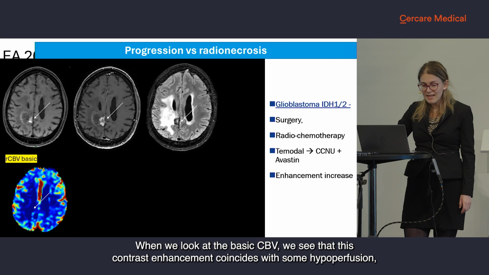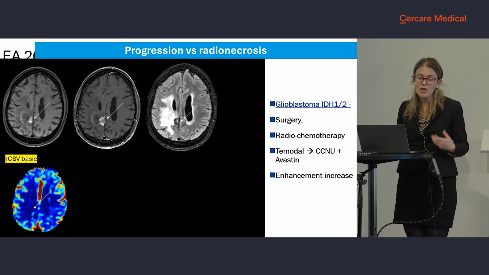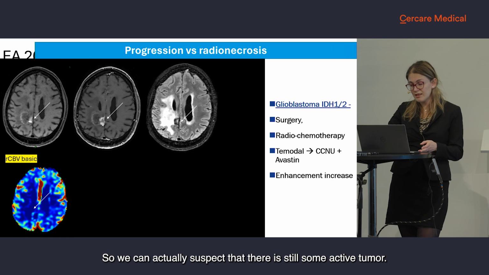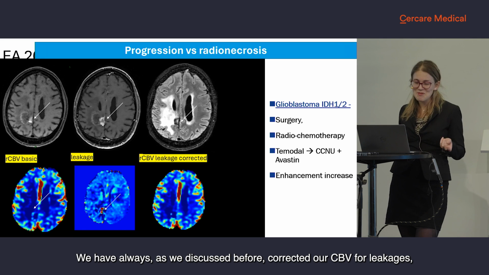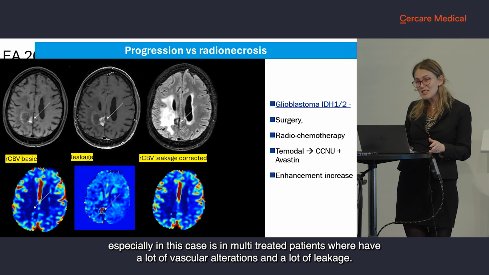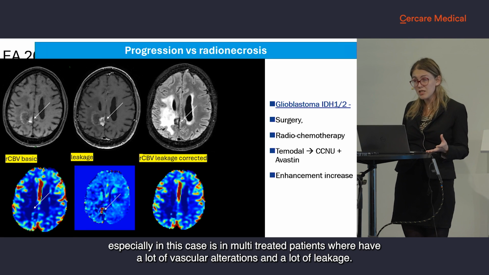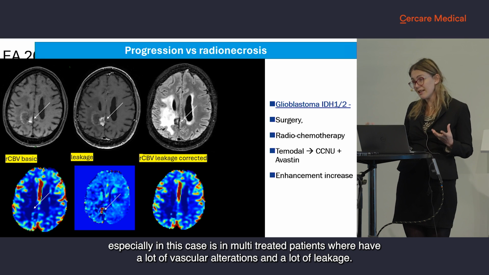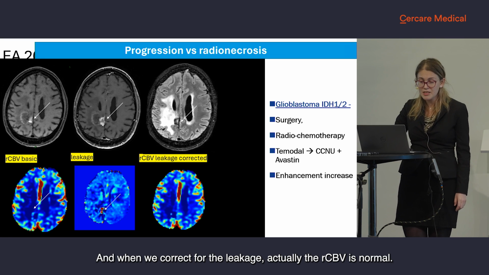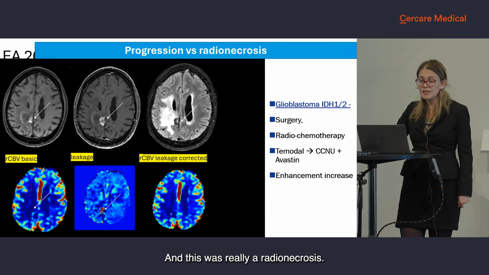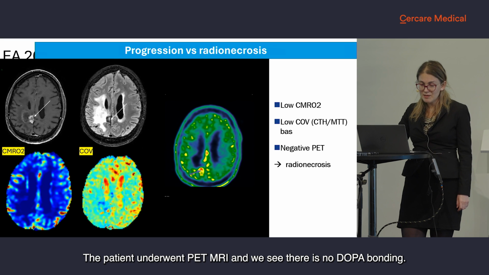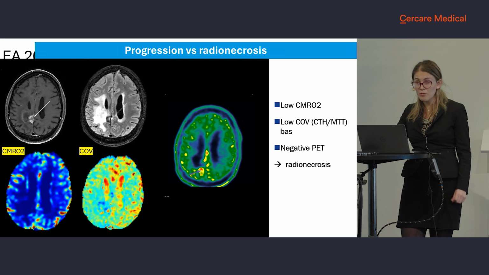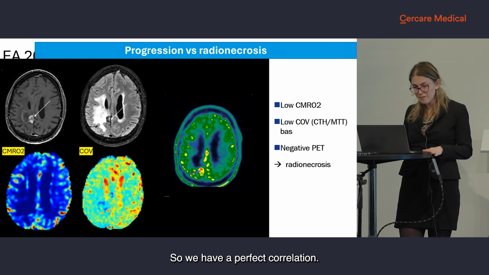When we look at the basic rCBV, we see that this contrast enhancement coincides with some hyperperfusion. So we can suspect that there is still some active tumor. But this is extremely important: we always, as we discussed before, have to correct our rCBV for leakage, especially in multi-treated patients where we have a lot of vascular alterations and a lot of leakage. When we correct for the leakage, the rCBV is normal, and this was really a radionecrosis. The patient underwent PET-MR, and we see that there is no DOPA binding. So we have a perfect correlation.